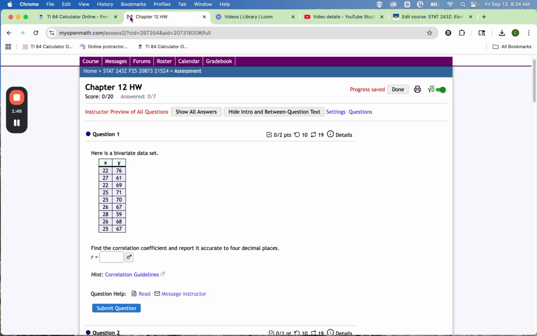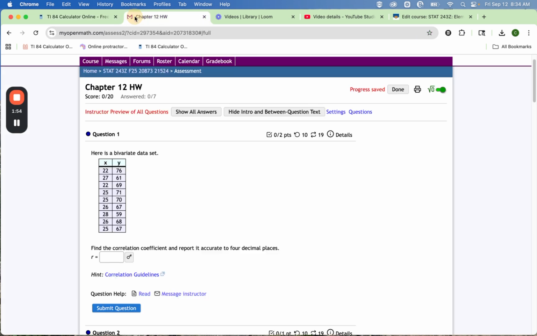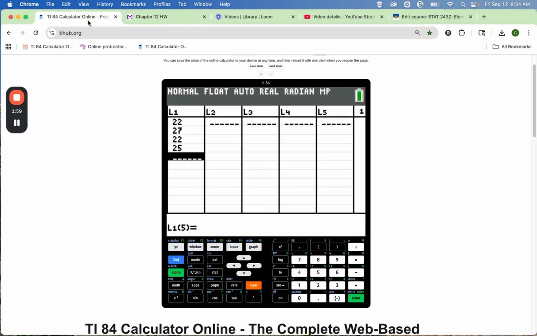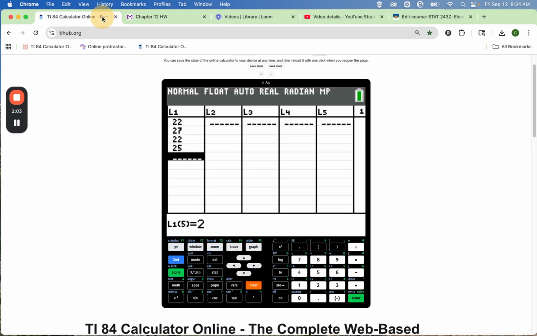So let's see, 22, 27, 22, 25. And then 25, 26, 28, 26. I forgot already. 25, 26, 28, 26. And then the last value is 25.